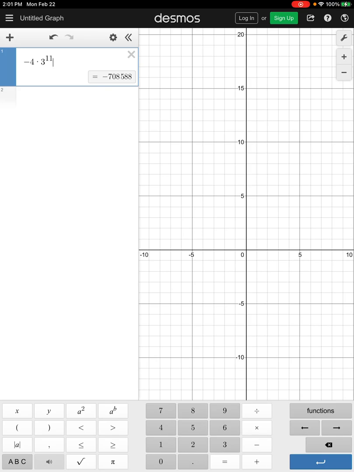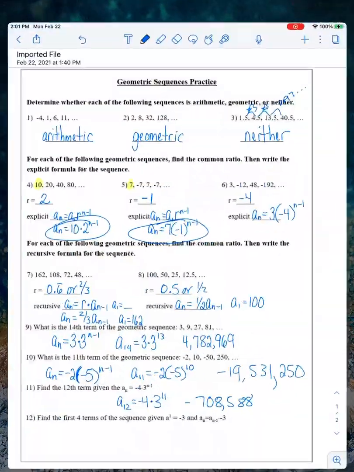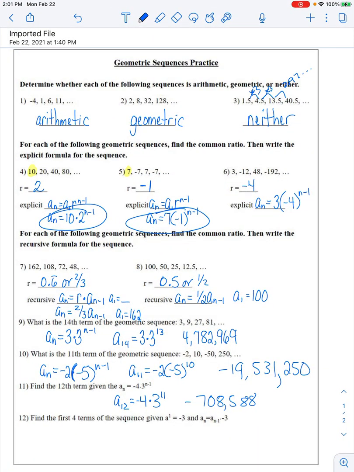I hate that I have to go back and forth like that, but that's okay. So negative 708,588 is your 12th term in that sequence. And let's look at our last one.